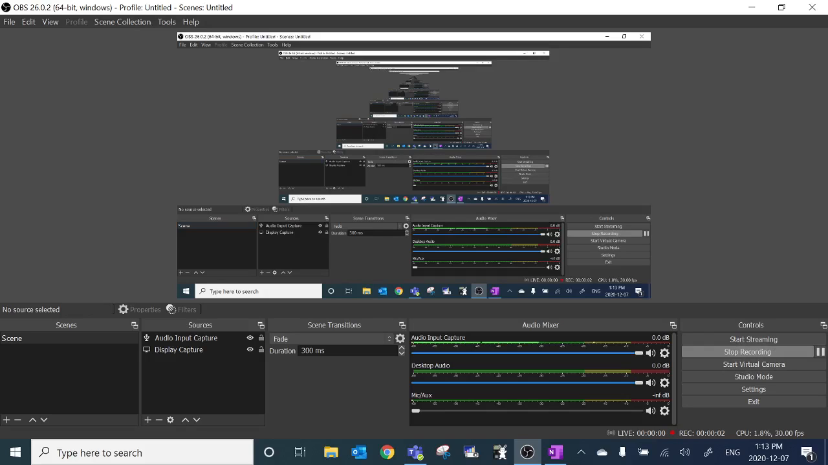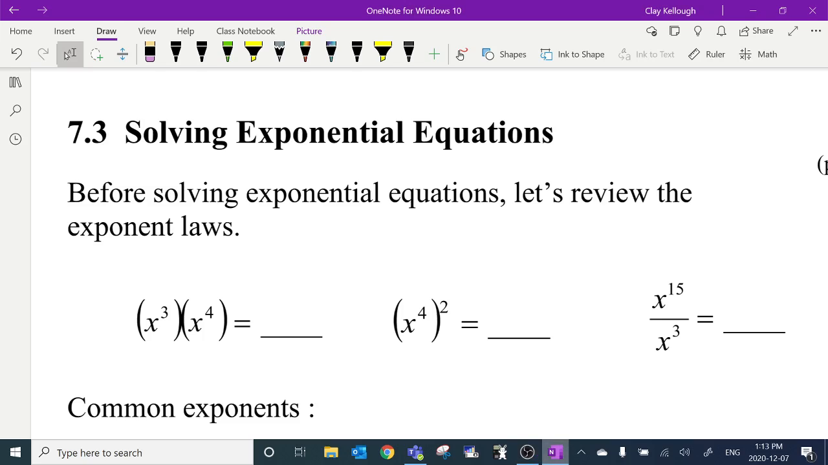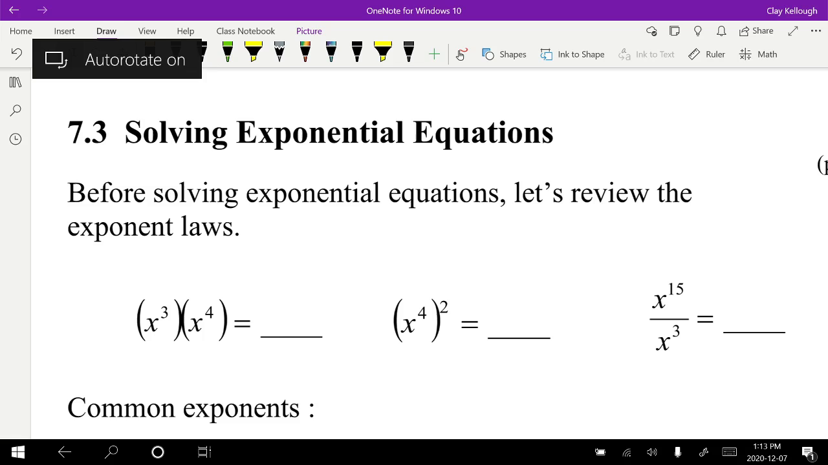Hey everybody, this is the 7.3 lesson, which is going to be the first lesson we do in Chapter 7, starting at the place where the lesson's actually the easiest. It actually starts with a quick review of exponentiation and your grade 9 exponent laws. For some reason the notes only give us 3 of them.